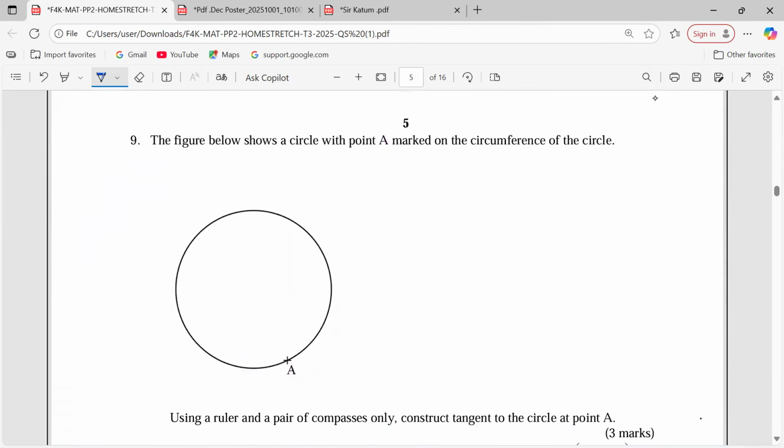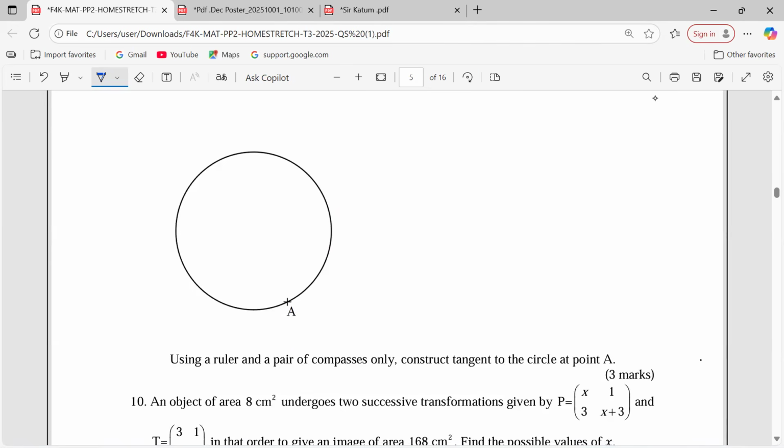Number 9, this is on circles, chords, and tangents. We are told that the figure below shows a circle with point A marked on the circumference. As you can see, on the circumference, we have a point A marked there. Using a ruler and a pair of compasses only, construct a tangent to the circle at point A.